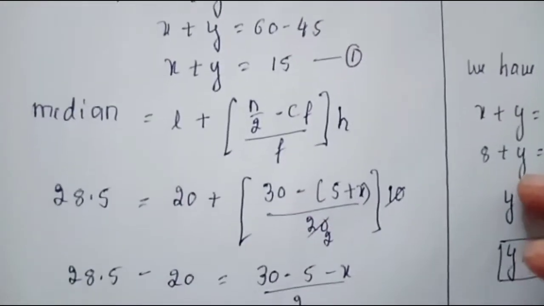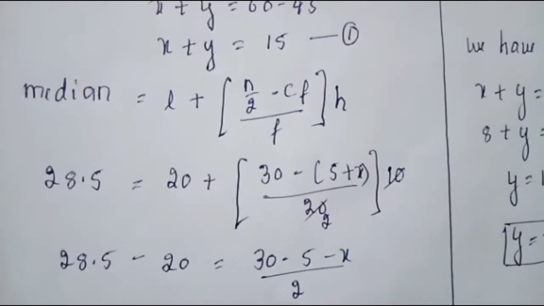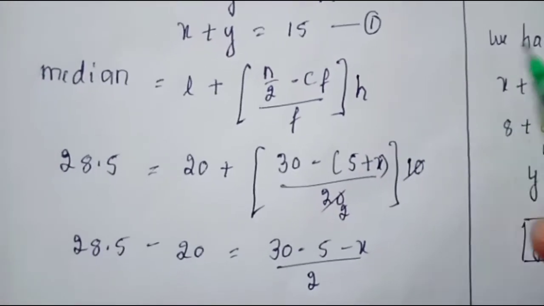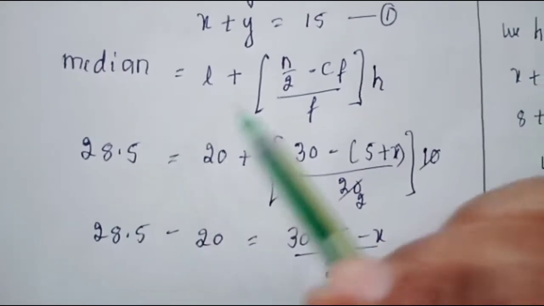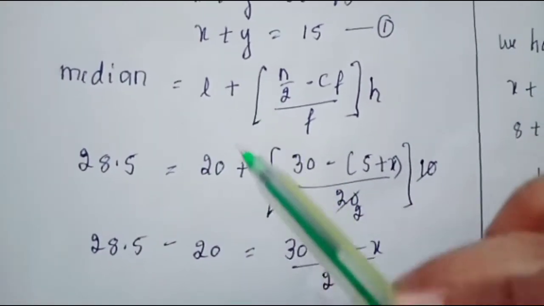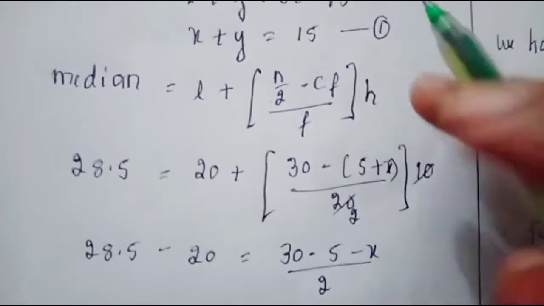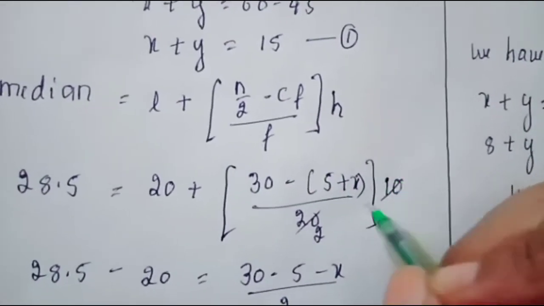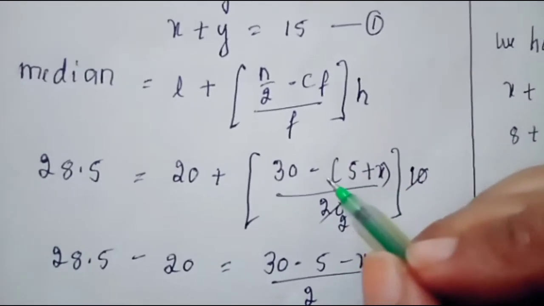Now let us start with the formula. Median equals L plus n by 2 minus CF by F into H. So median equals 28.5, already given in the question. L is 20, n by 2 is 30 minus CF. What is CF? CF is 5 plus x. And note here, a very important note: whenever you have a binomial, you put a bracket. Suppose you don't put a bracket, you write minus 5 plus x.